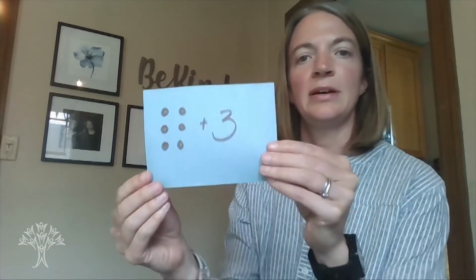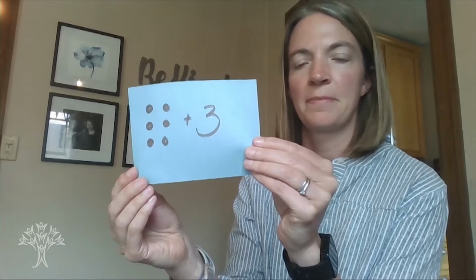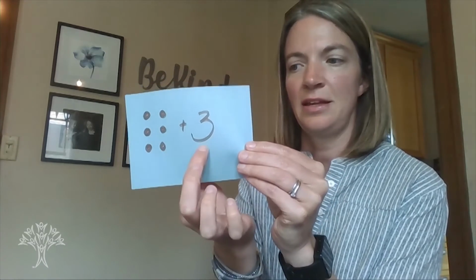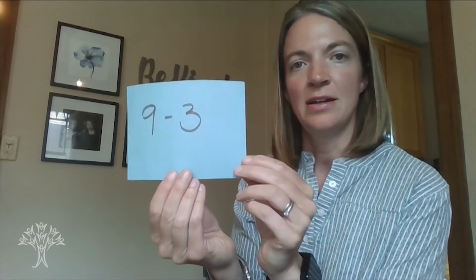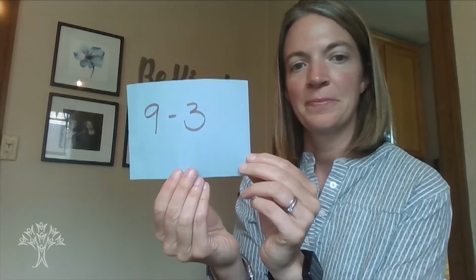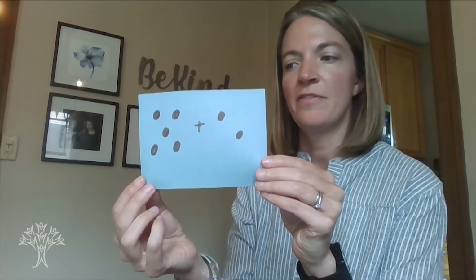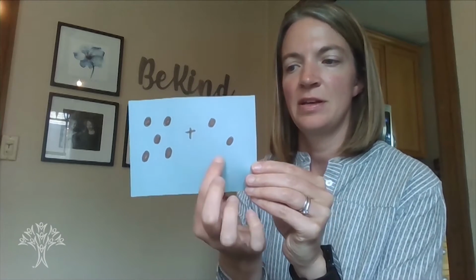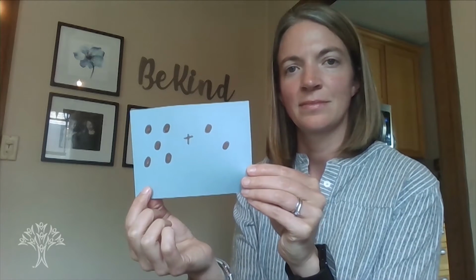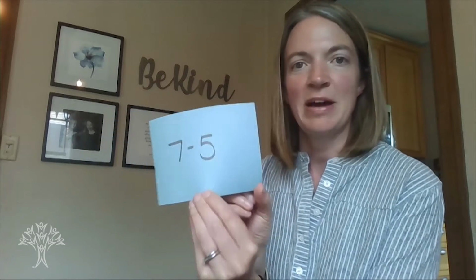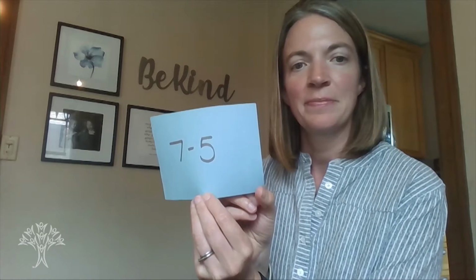Try this one. How many do you see? 6 and 3 more is 9. And on the back we have 9 minus 3. And finally we have 5 plus 2. How many? 7. And on the back we have 7 minus 5.